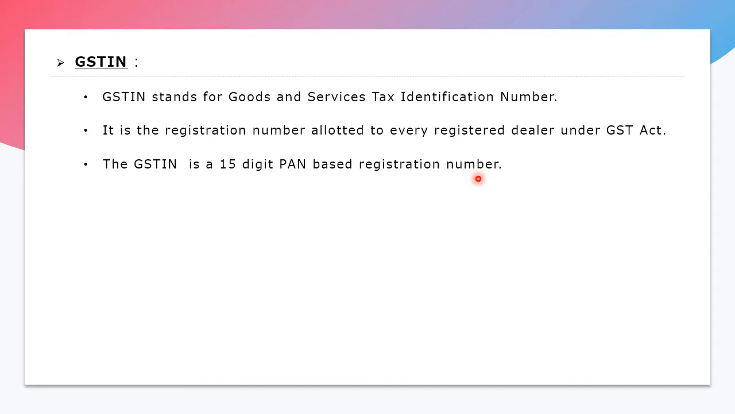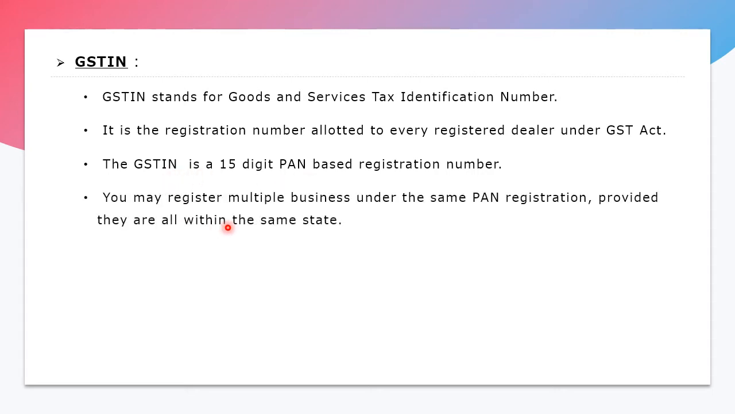Means we can say that for registration purposes, what is important is the PAN number. Any dealer who is providing services or goods, for whatever registration number they get under the GST Act, the important thing is the PAN number. Then you may register multiple businesses under the same PAN registration, provided they are all within the same state. Suppose I am the person, and I want to register 2-3 businesses under the same PAN, then I can do that.